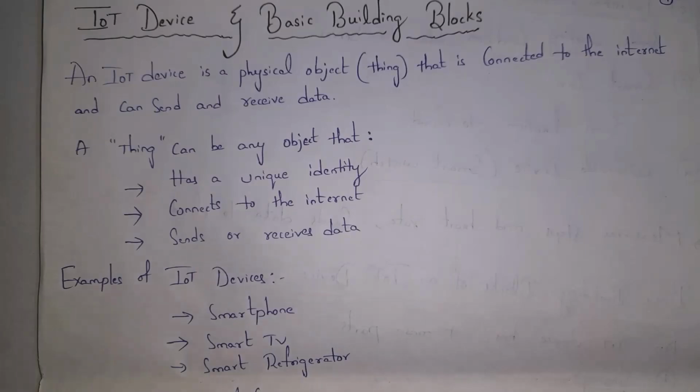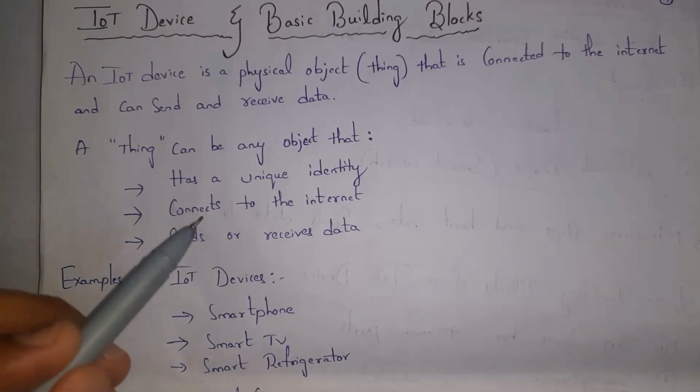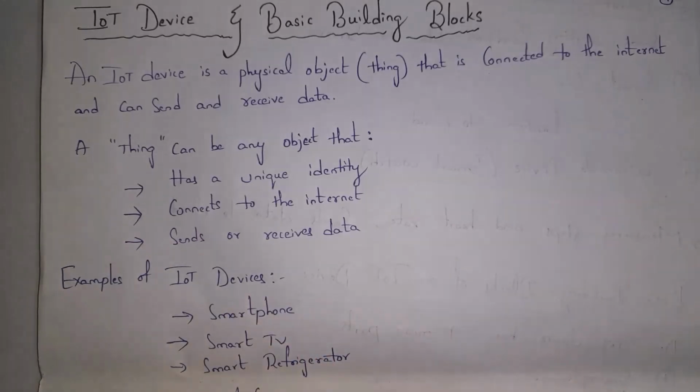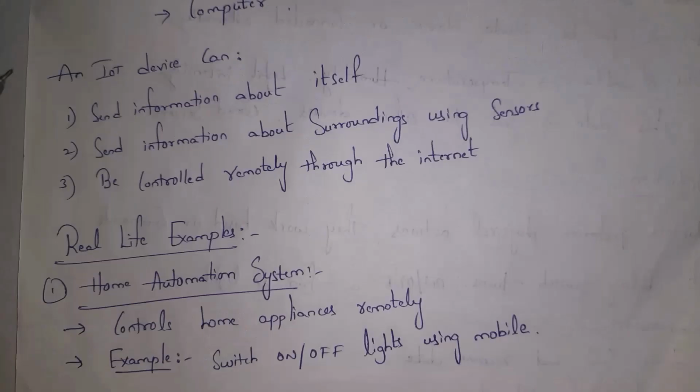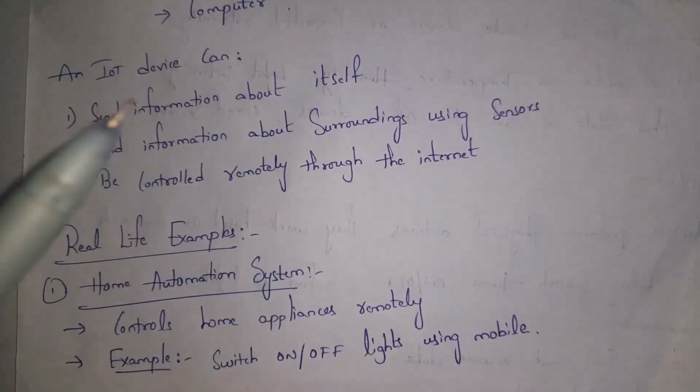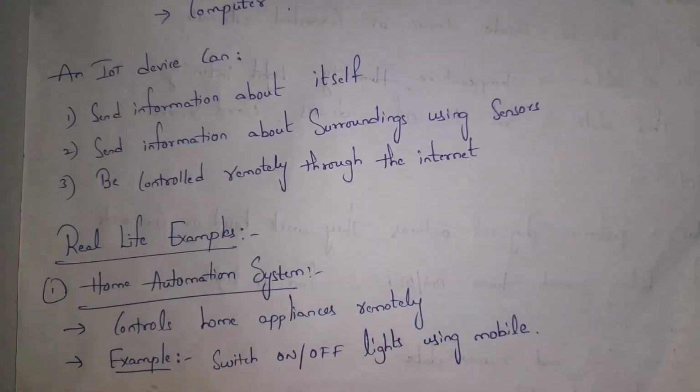And all these IoT devices are connected to internet. By using this internet, IoT device can send and receive data. So in IoT, thing can be any object that has unique IP address and that is connected to internet and that can send and receive data. An IoT device can send information about itself. It can send information about surroundings using sensors, and IoT device can be controlled remotely through the internet.